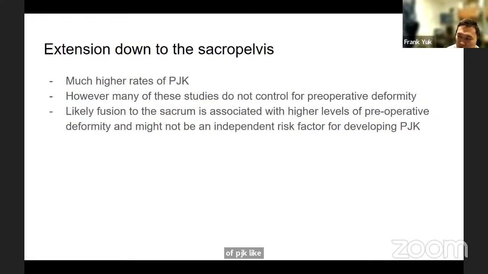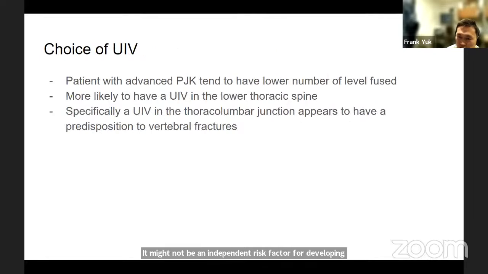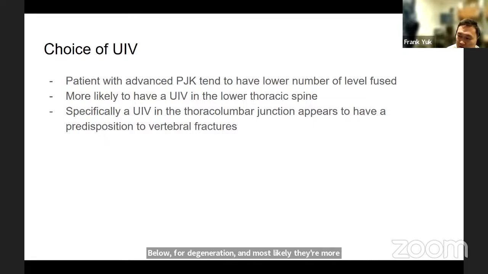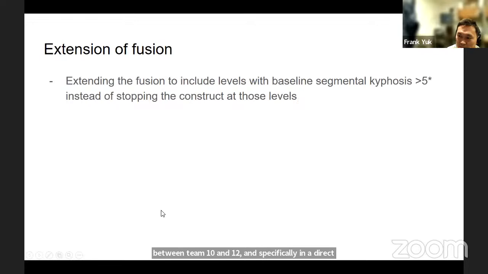And so likely the fusion to sacrum is associated with just higher levels of preoperative deformity. It might not be an independent risk factor for developing PJK. And the choice of UIV also correlates with advanced PJK. Patients with advanced PJK tend to have lower numbers of levels fused, which makes sense because you create a much more mobile construct above and below for degeneration. And most likely, they're more likely to have an upper UIV in the lower thoracic spine between T10 and T12. And specifically the thoracolumbar junction seems to have a predisposition to vertebral fractures.